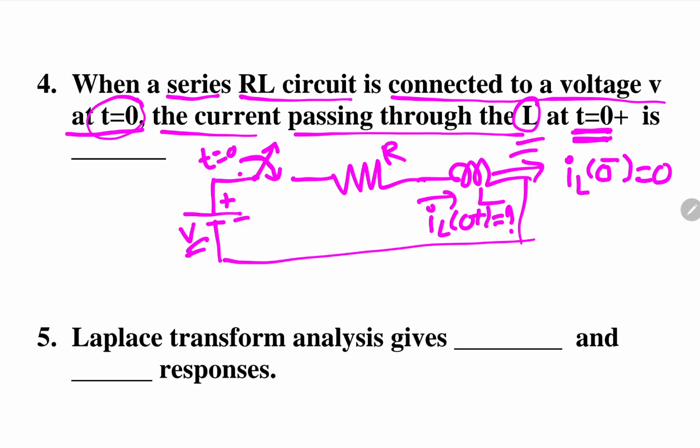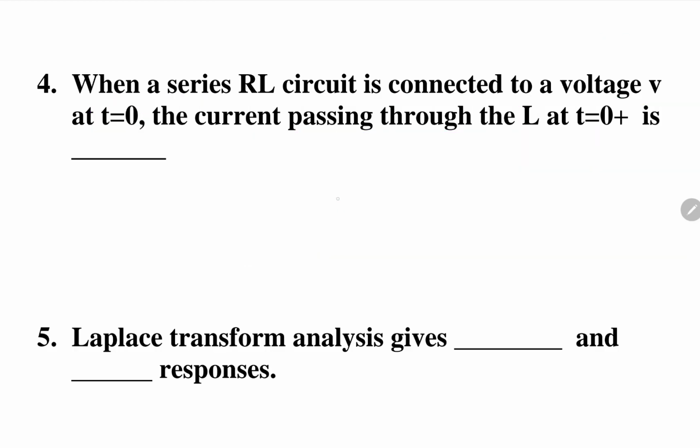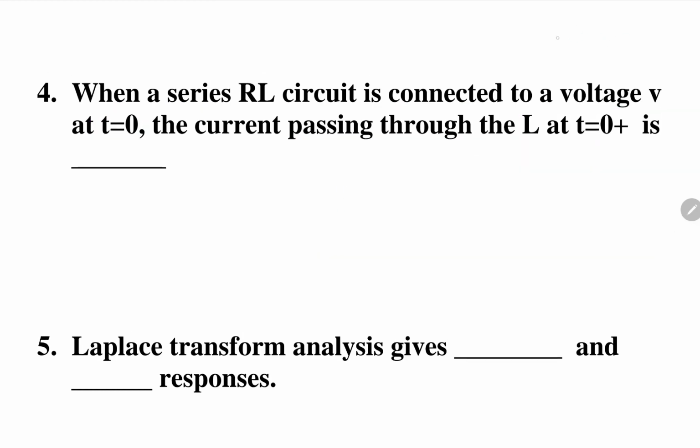We know inductor has a property, it does not allow sudden changes in current. That means after switching operation also, current through the inductor is going to be 0. After this switch is closed at t is equal to 0, now current through the inductor becomes IL of 0 plus. Before switching operation current is equal to 0, so after switching operation also current through the inductor is 0. So the answer is 0.